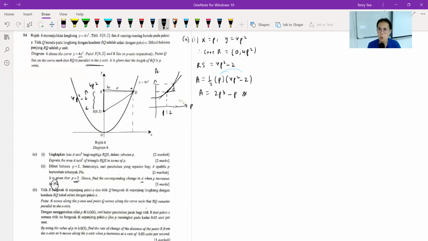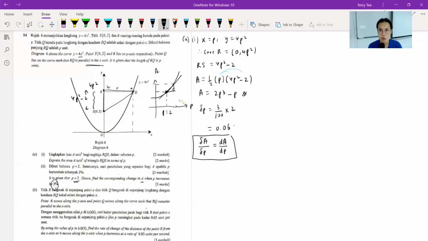First we need to know the increment for P. Initially, P is 2. When you increase by 3%, 3% of 2 is 3 over 100 times 2, which is 6 over 100, which is 0.06. That means the length P has increased by 0.06. I want to find the increment in A. We know delta A over delta P, when delta P is small, is approximately dA/dP, not dA/dx, dA/dP.